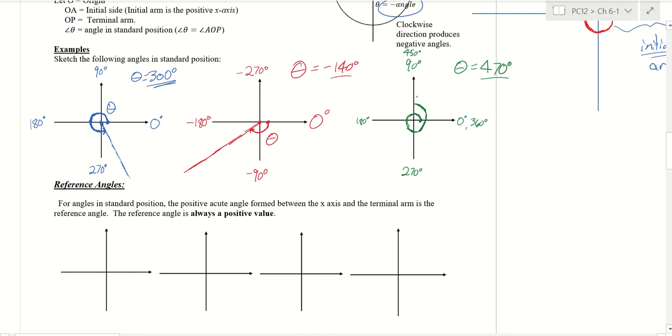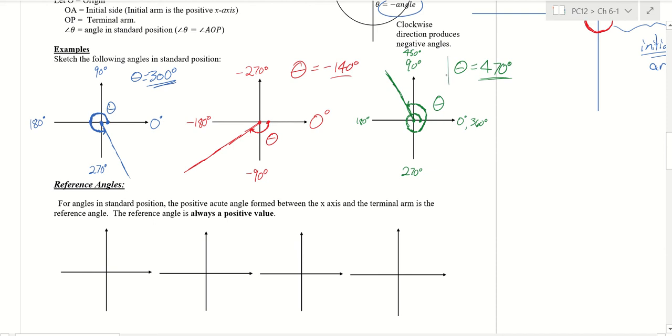And how far past this positive y-axis do we have to go to hit 470 degrees? Well, 20 degrees. We have to go 20 degrees past there. So now I've gone 20 degrees past 450. There we go. So now I can simply just draw my terminal arm starting at the origin, going through where this angle stops. So that's my terminal arm. And this is my angle theta in green in standard position.